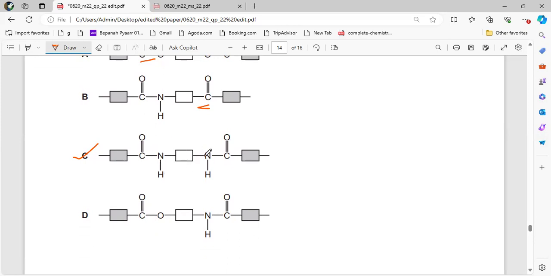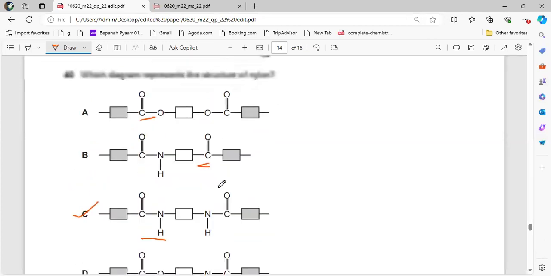Here also it is NH. Here also on both sides it is having the same functional group. And the linkage is also correct. CONH. D, it is wrong. One side it is ester linkage, another side it is amide linkage. That is wrong.